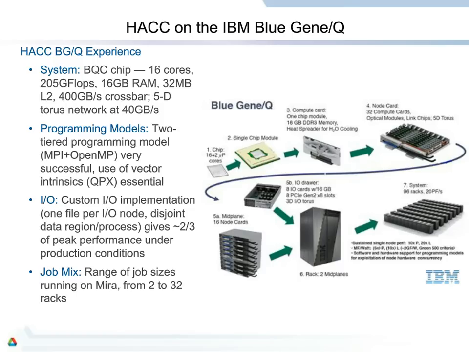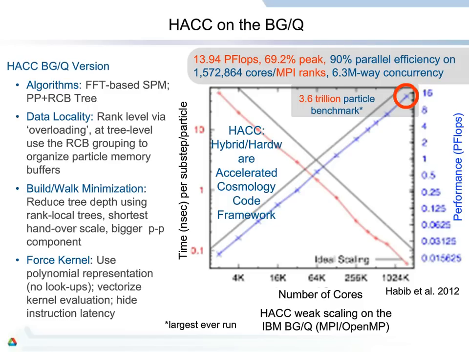In this particular case, we have a two-tiered programming model. We use MPI on the overlayer of the code, and we use OpenMP. And the use of vector intrinsics is essential for getting performance. Details of this performance and how we achieved it are given in different papers, and you can look them up. But the important thing is that it's a machine that is a precursor to the next generation systems in the many core class. So on this machine, when you run our code, you get extremely high performance.